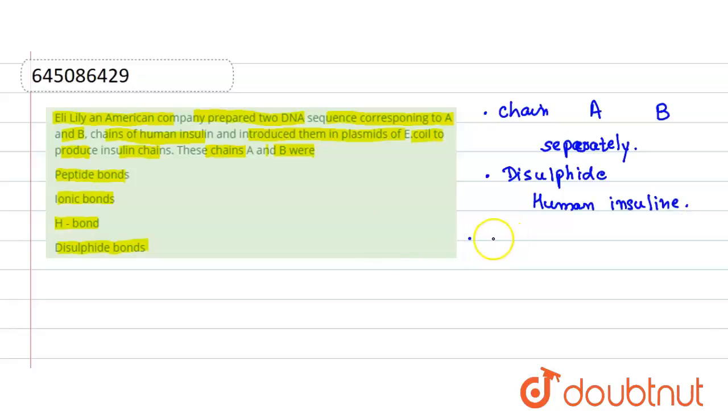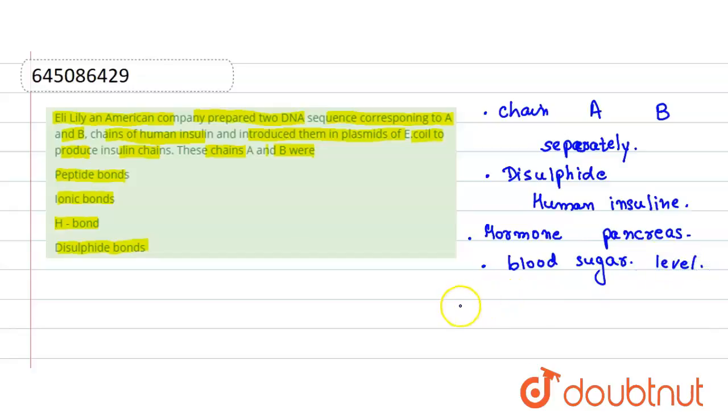Now, we will know something about insulin. Insulin is a hormone which is secreted from our pancreas. It maintains the blood sugar level in the body. Its function is to maintain the blood sugar level present inside our body.